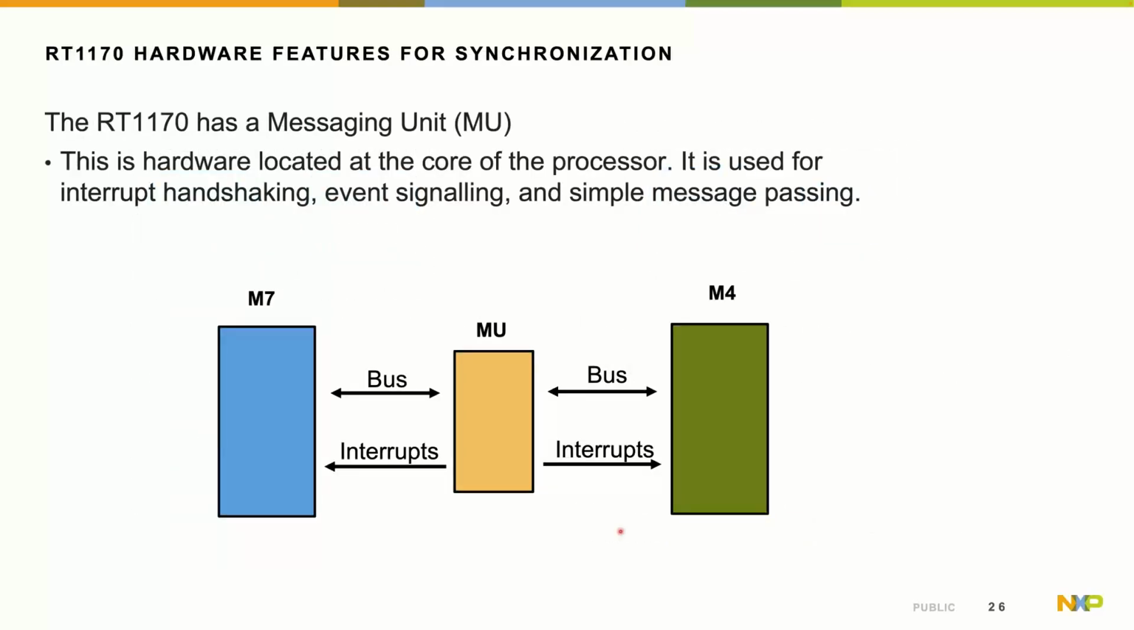So in addition to the IPC mechanism for synchronization and communication, the 1170 has a unique feature that you can use in addition to or in lieu of the IPC connection, and that's called the messaging unit. And that is a piece of hardware IP located at its core, and it's used for interrupt handshaking, event signaling, and simple message passing. The MU is here in the middle, and you can see it can generate interrupts to either core and has a small bus. We'll see how that works.